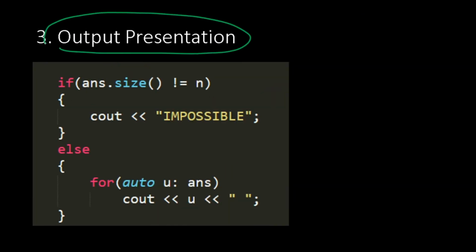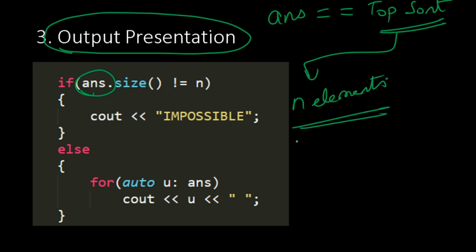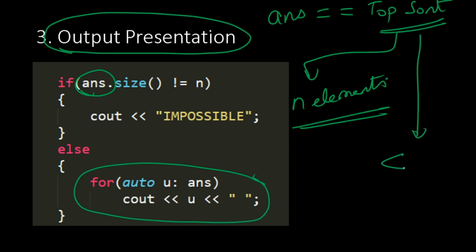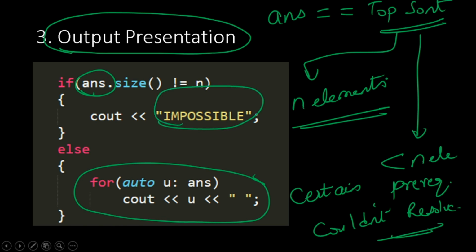So how do we present the output? For that, let us look at the size of answer. Answer is our topological sort. If our topological sort has n elements, that means all elements could be successfully sorted, right? So we'll simply present the answer. But if it has less than n elements, then it means that certain prerequisites couldn't be resolved. So in that case, we'll have to print impossible. This happens when there is a cycle. Alright, I hope this explanation made things clear.